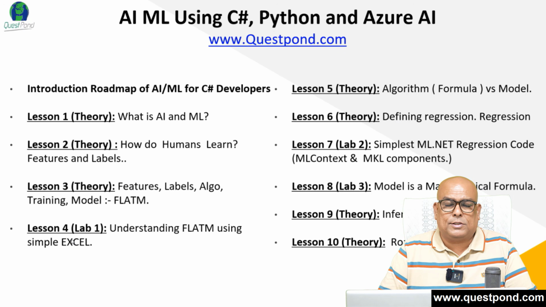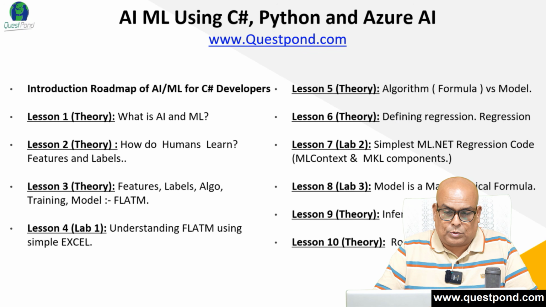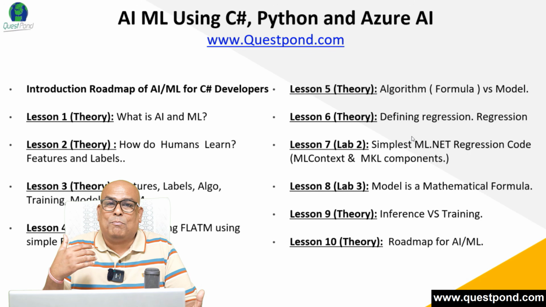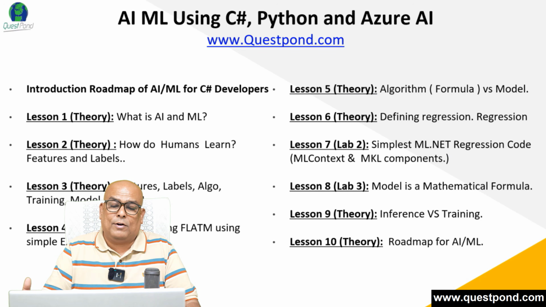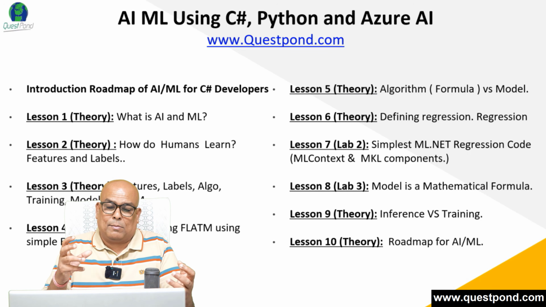Rather than first writing the code in C#, how about we first use simple Excel and understand things there? Then we will talk about the difference between algorithm versus model. Then we will look into regression, which is a very basic algorithm, a simple linear regression. We'll execute a small lab where we take some data and try to predict with simple linear regression using ML.NET, MLContext and MKL components. And later on, I also want to convince you that the model you see there is a mathematical formula.